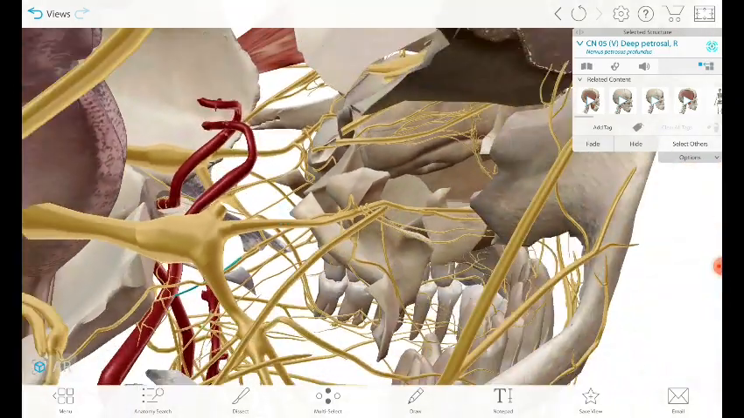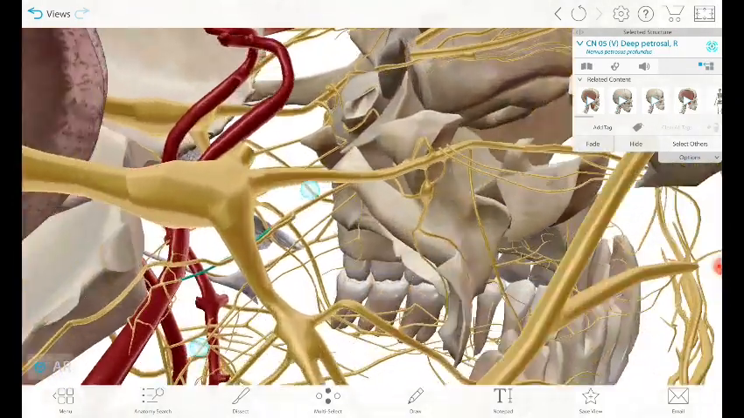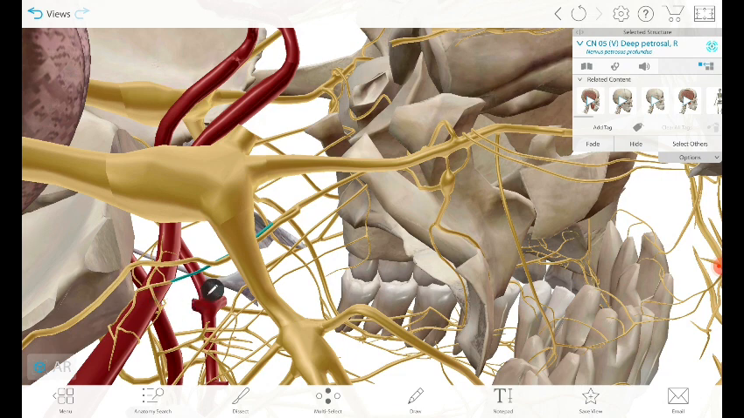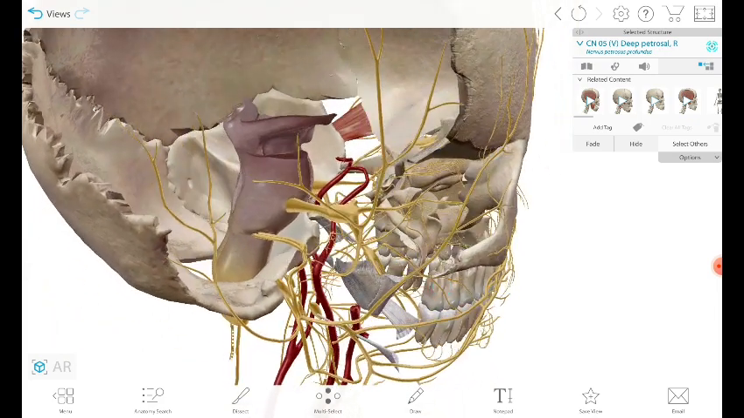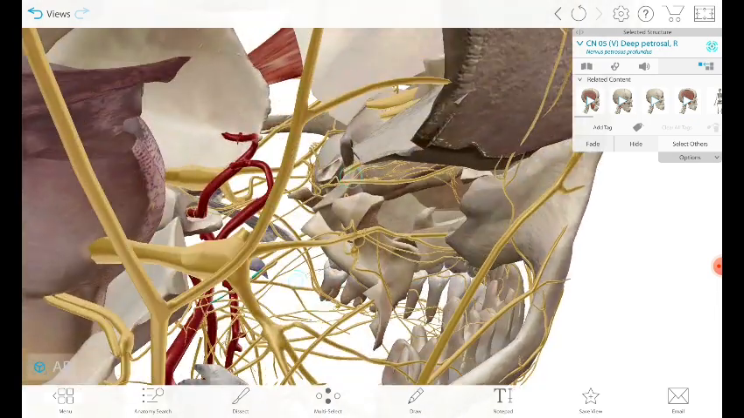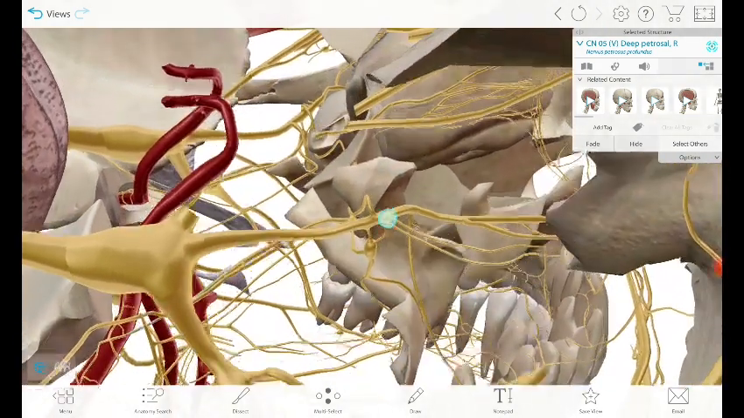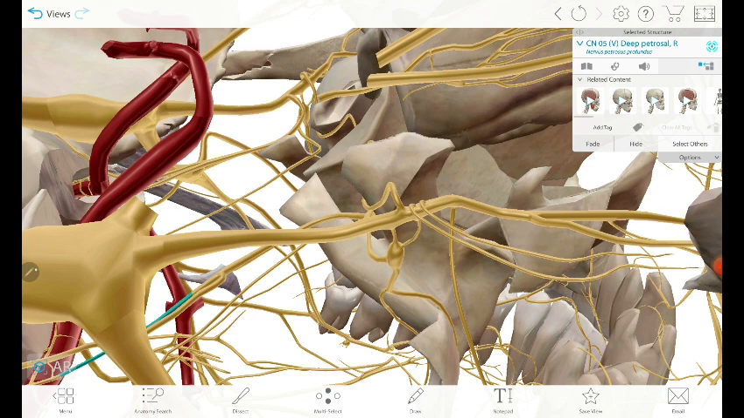So this nerve over here is the deep petrosal nerve, and we can see that this in red is the internal carotid artery, and the deep petrosal nerve is arising from the plexus around internal carotid artery. Now the greater petrosal nerve and the deep petrosal nerve join to form the nerve to pterygoid canal. So this here is the nerve to pterygoid canal.